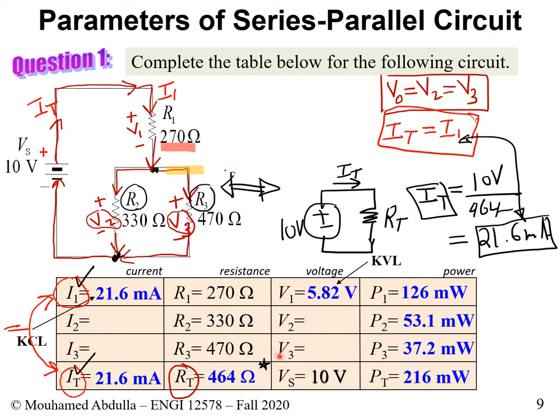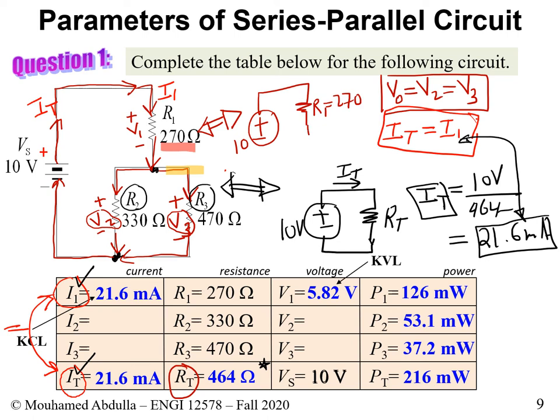You could use Kirchhoff's KVL to see this. In fact, what you could do is another equivalent circuit. You could say that this circuit that we got, we could show it by an equivalent circuit with a source of 10 volts. We have a resistor R1, which is equal to 270.